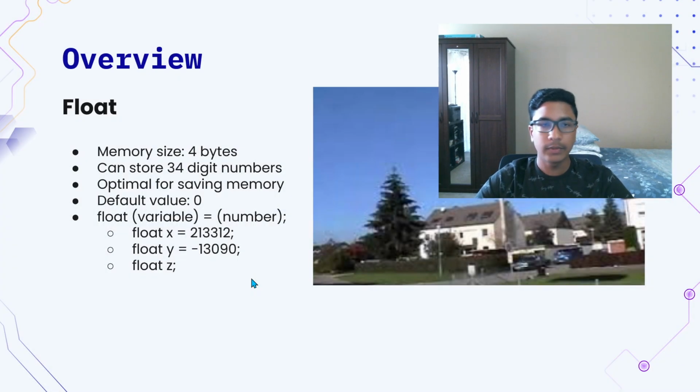Next is float. Its memory size is 4 bytes. It can store up to 34-digit numbers. Its size is so large there's not even a name for the number. It's extremely optimal for saving memory. If you have noticed, long was 8 bytes and float is 4 bytes, but float can store more numbers. And the reason is because in float, it only approximates a number after 16,000.